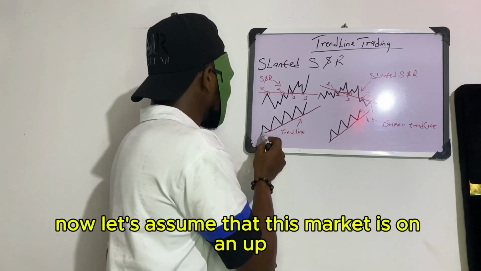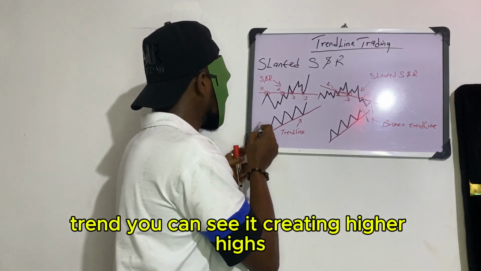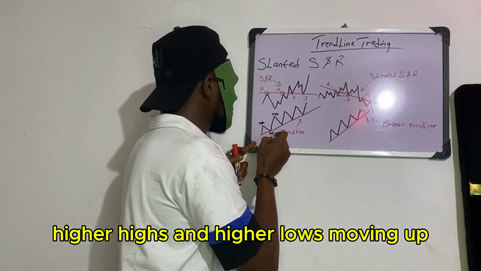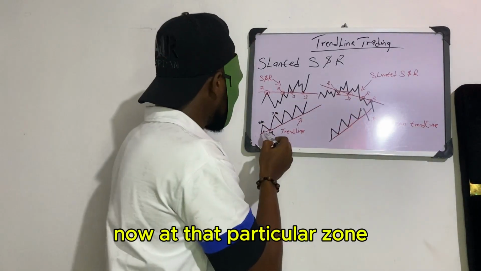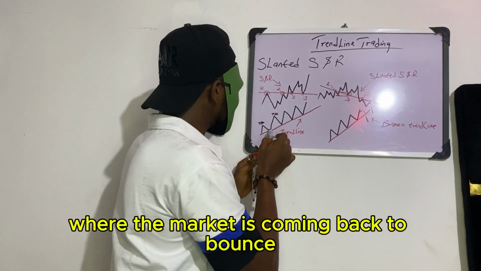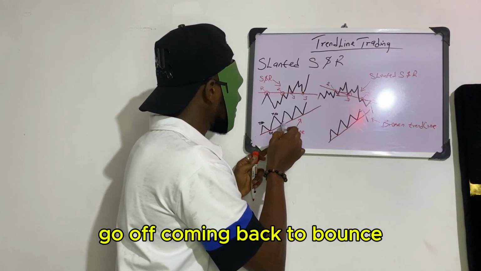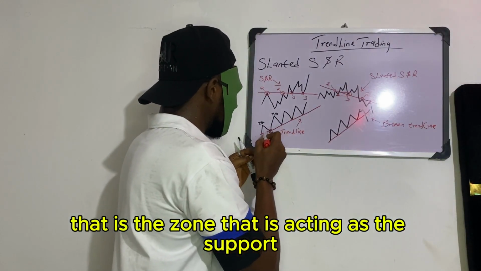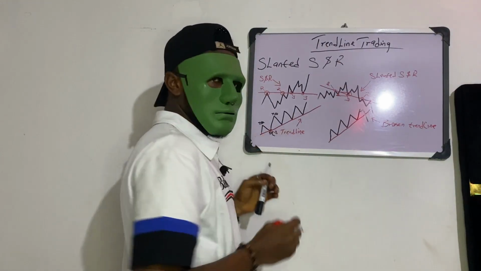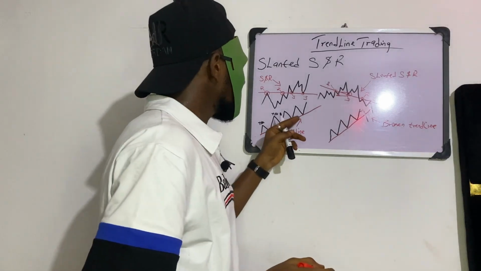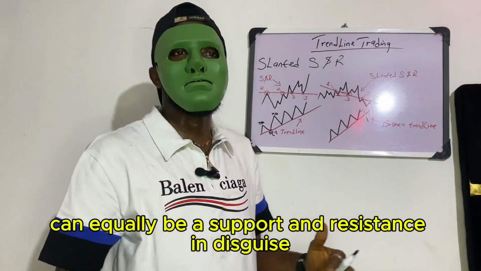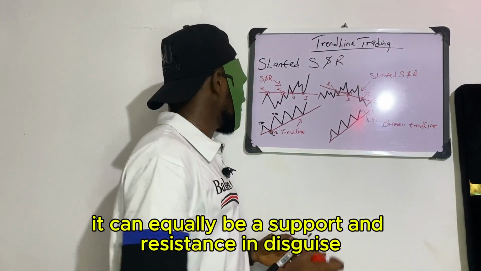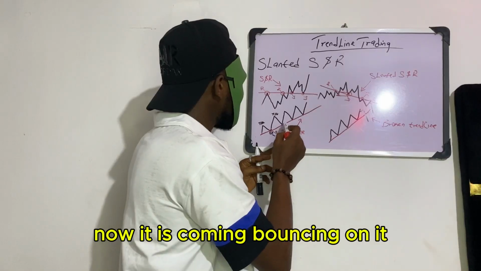Now, let's assume that this market is on an uptrend. You can see it creating higher highs and higher lows, moving up. At that particular zone where the market is coming back to bounce, go up, coming back to bounce, go up, that is the zone that is acting as the support. Remember, I said a trend line can equally be a support and resistance in disguise. Now, it is coming, bouncing on it, bouncing on it.